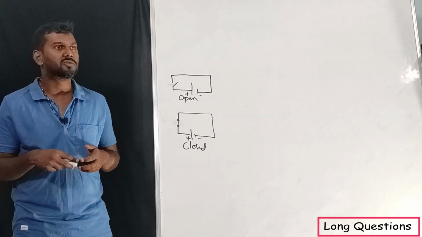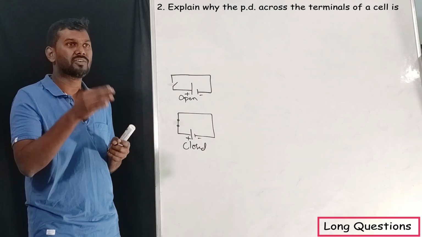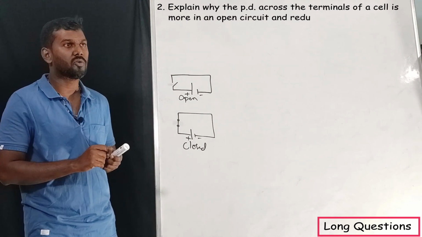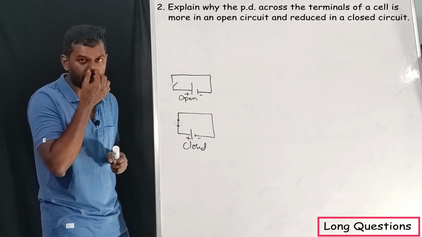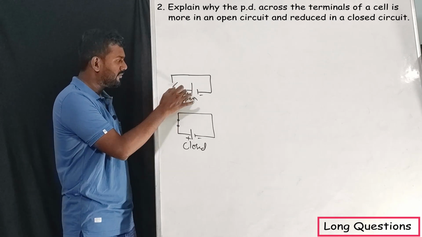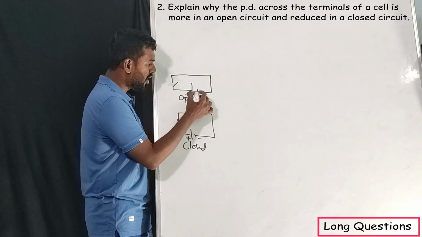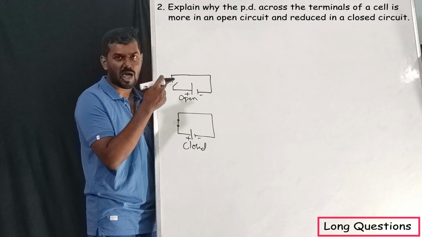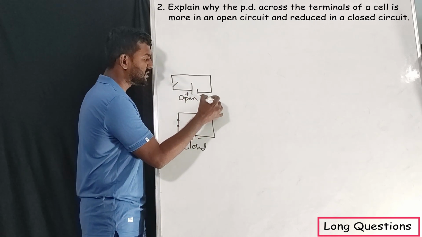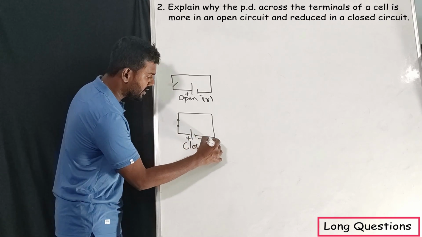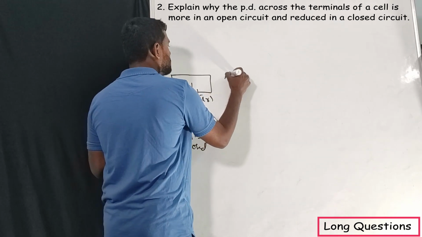That's it. Our next question: explain why the potential difference across the terminals of a cell is more in open circuit and reduced in closed circuit. Okay, first we'll talk about open circuit. What do you mean by open circuit? When the current is not flowing. See, we know all the cells will have EMF. Along with the EMF, it will also have internal resistance.